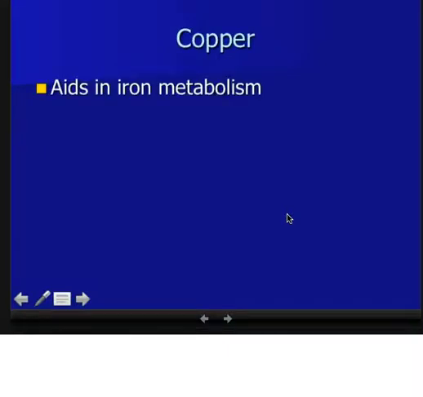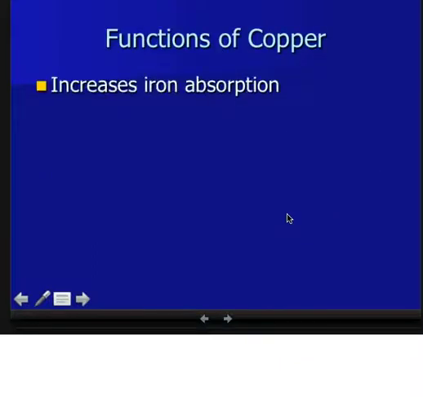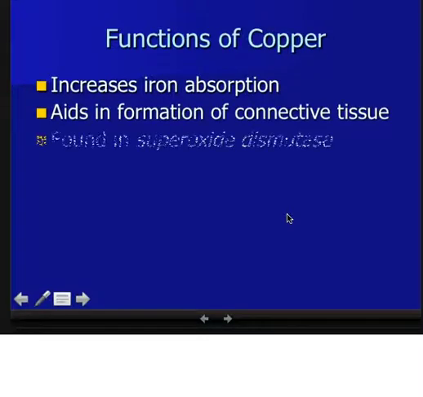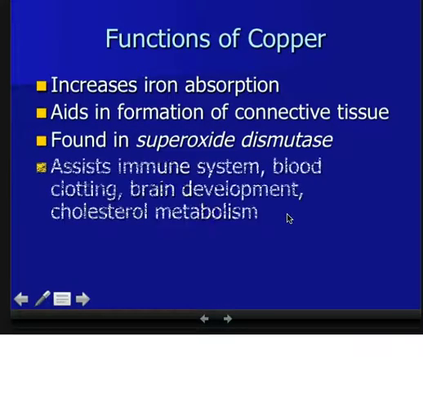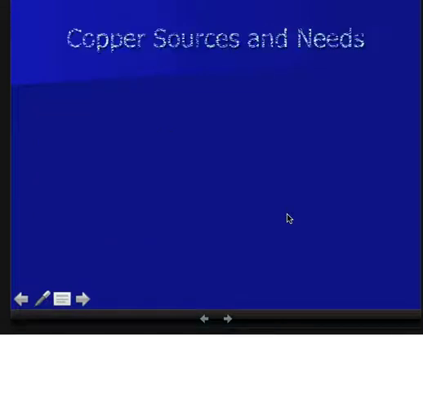Okay, copper. It aids in iron metabolism. The absorption, again, is dependent on the body's needs. It decreases with high intakes of vitamin C, phytic acid, fiber, zinc, iron, and certain amino acids. What are its functions? It increases iron absorption. It aids in the formation of connective tissue. It's found in superoxide dismutase. It assists the immune system. It assists in blood clotting. It aids in brain development in embryonic and fetal stages, and it aids in cholesterol metabolism. Deficiencies can result in anemia and a decreased white count, as well as bone loss and inadequate growth.